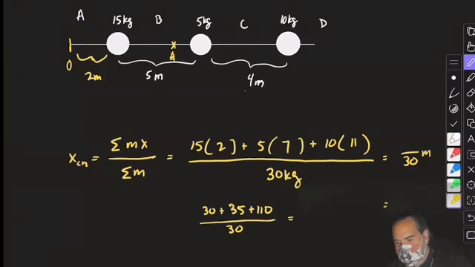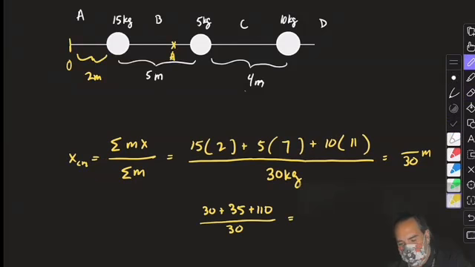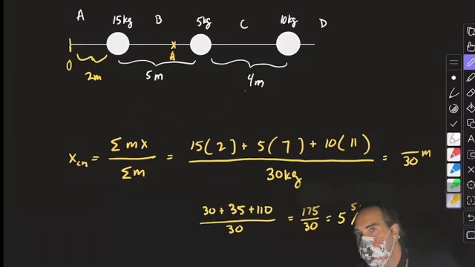Well, it's got to work. I'm glad you got it to work. Let's see, that's 65. That's 175 over 30. I got 5 5/6. Is that what you got? Again, it's a place.